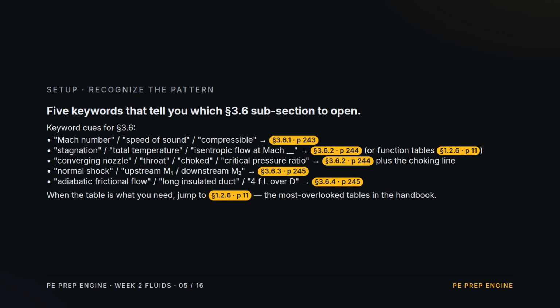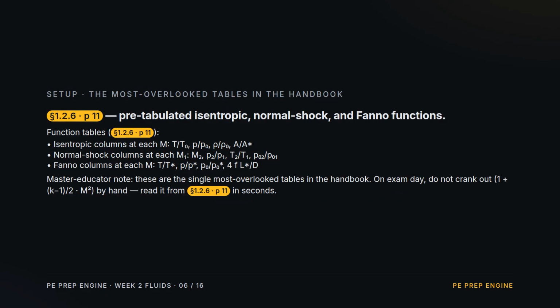5 keywords route you to the right subsection: Mach number or speed of sound; stagnation or total temperature; isentropic flow at a given Mach, or the function tables; converging nozzle, throat, choked, or critical pressure ratio; normal shock with upstream and downstream Mach; an adiabatic frictional duct with the 4FL/D group. Bookmark the function tables. 3 sets of pre-tabulated columns at each Mach: isentropic ratios, normal shock ratios, and the Fanno group. The single most overlooked tables in the handbook.